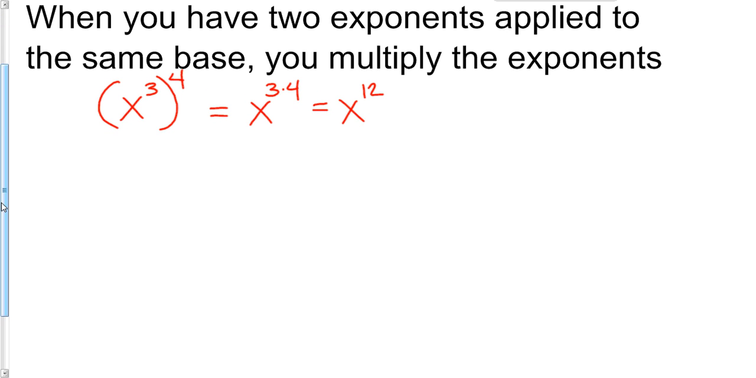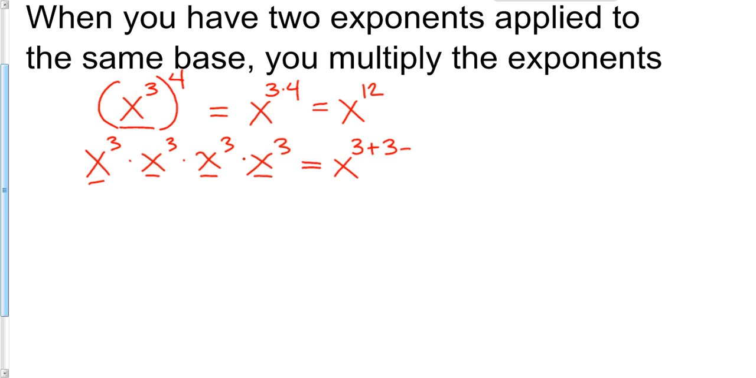This breaks down as such. If we have x to the third in parentheses raised to the 4th power, it means we're multiplying x to the third 4 times. We can see here, using our multiplication rule that we talked about at the beginning of the video, that we're multiplying the same base together so we can add the exponents. So this would be x to the 3 plus 3 plus 3 plus 3, which once again gives us x to the 12th. Because ultimately what we have here is 12 x's being multiplied together.